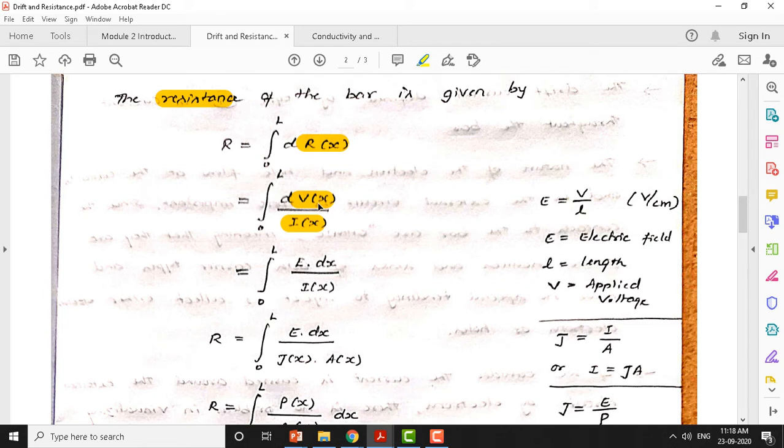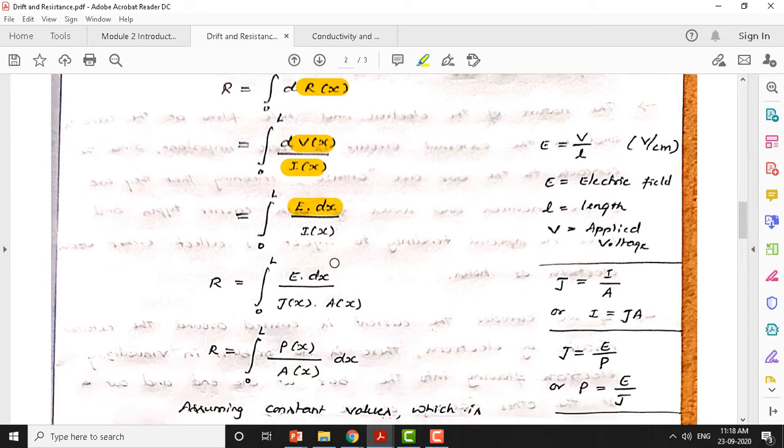Next, you can see that V of x can also be written in terms of electric field. E is equal to V by L, where E is the electric field and V is the applied voltage. So you can substitute here in terms of dV of x as E dx, and I of x is kept as it is, and we are integrating from 0 to L. The hole current actually enters at 0 and leaves at L, so we are integrating from 0 to L.